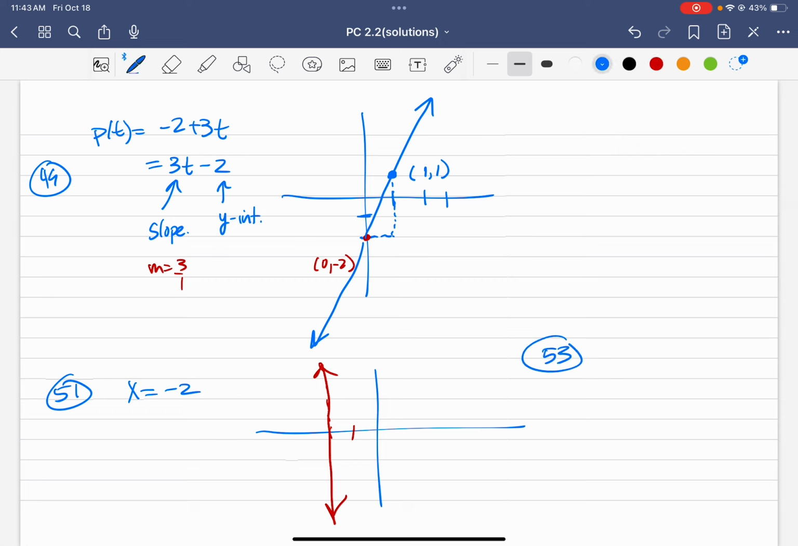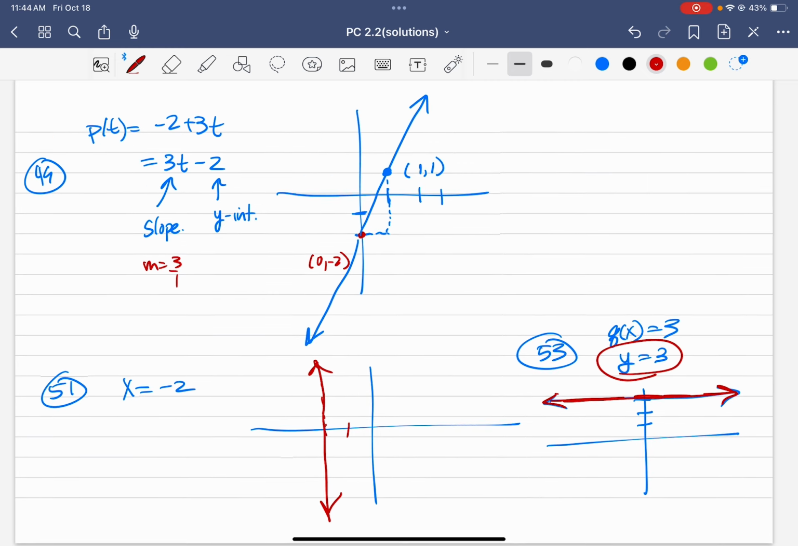And so for 53, it says q of x is equal to 3. That's the same as y is equal to 3. So when I draw this one, I go up 1, 2, 3, and I just draw a horizontal line at y is equal to 3. So that's what that one looks like. All the outputs for every point are 3. That would be that set of points. That's 53.